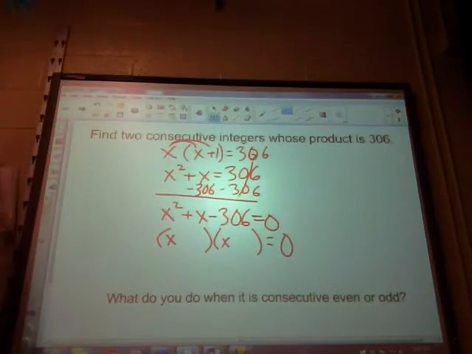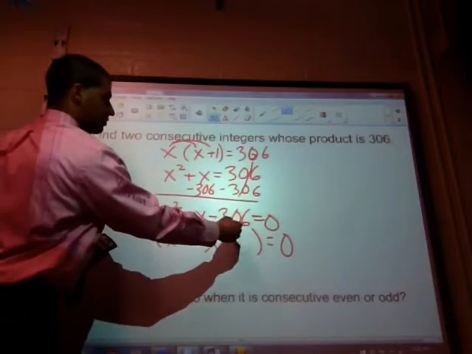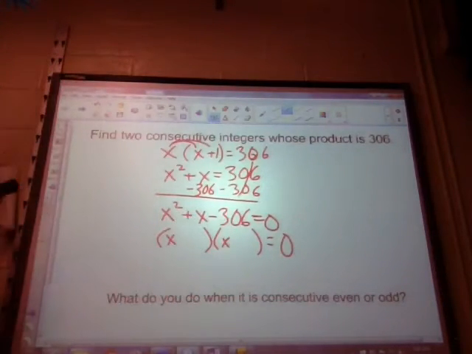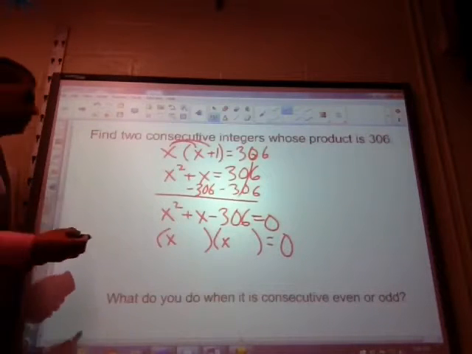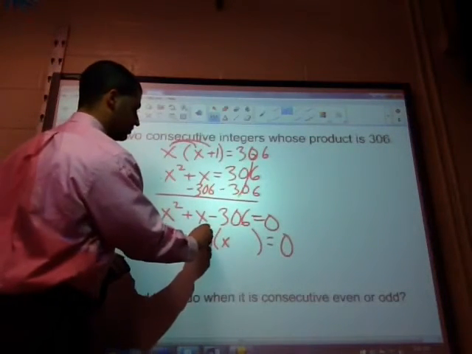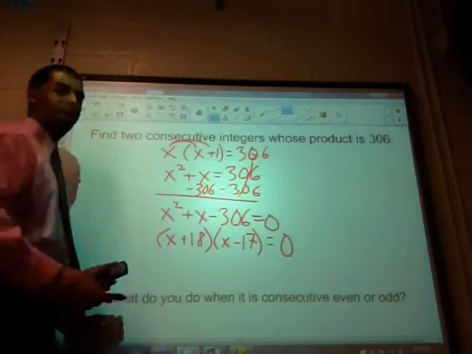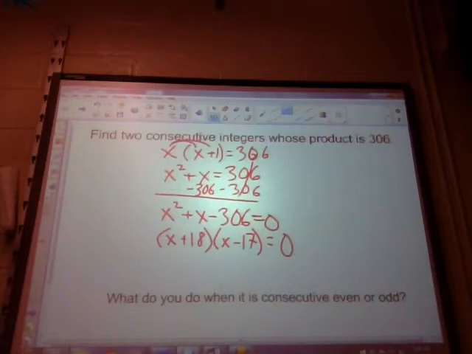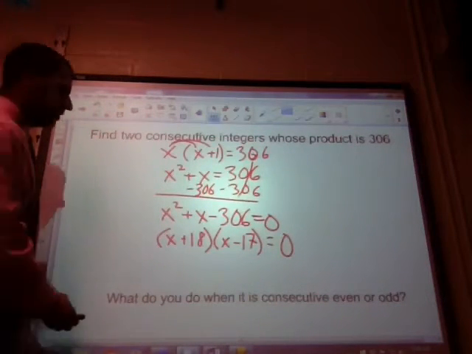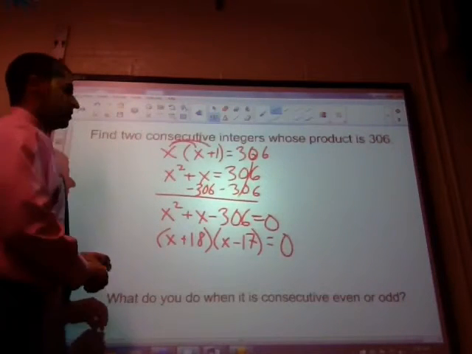So we have to figure out the two numbers that multiply to negative 306 and add to 1. So multiplies to this, adds to this. So we get positive 18 and negative 17. And you just kind of have to play around with it for a while until you figure it out. Then set both factors equal to 0 to be able to solve.